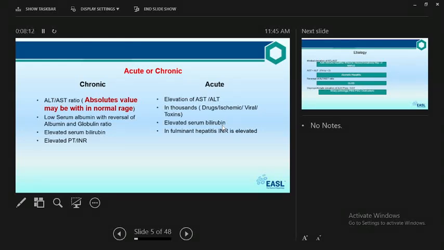If it is more than thousands, it could be drug injury, ischemic, viral, or toxins. In most instances, 99.9%, if it is more than thousands, you should arrange your next set of investigations focusing on those differential diagnoses.